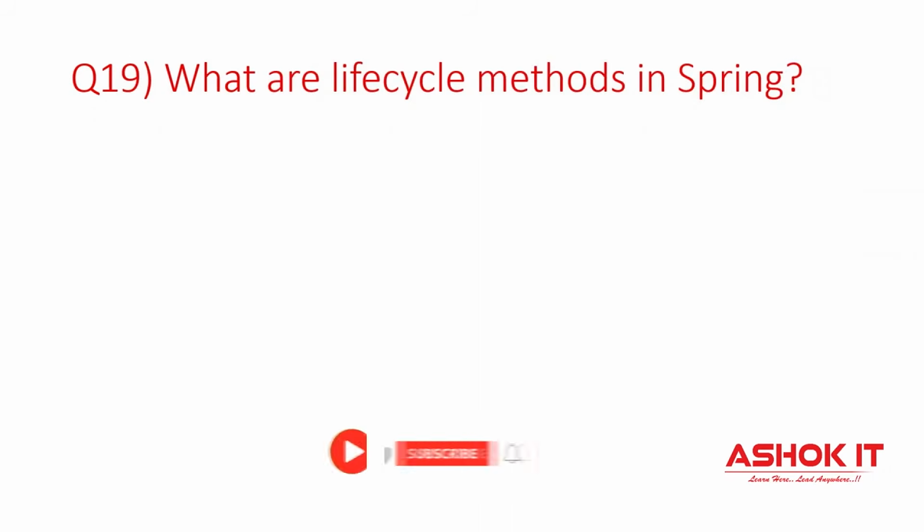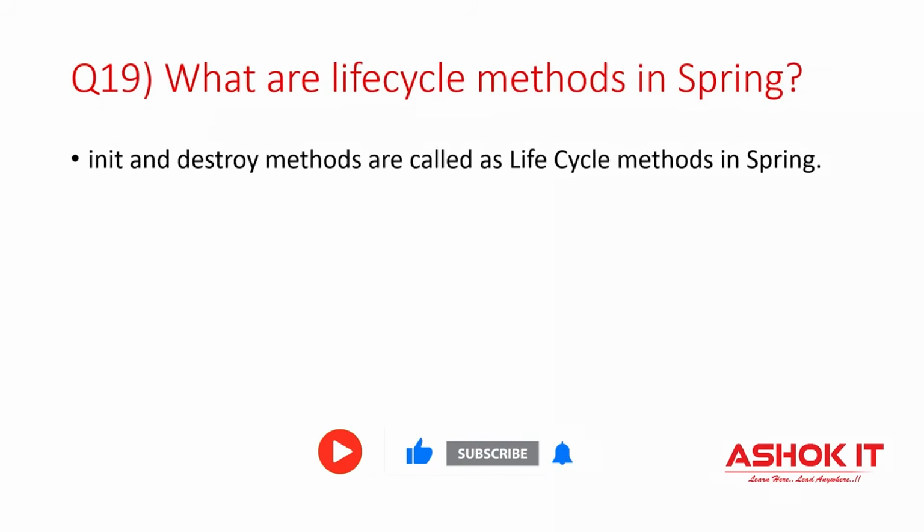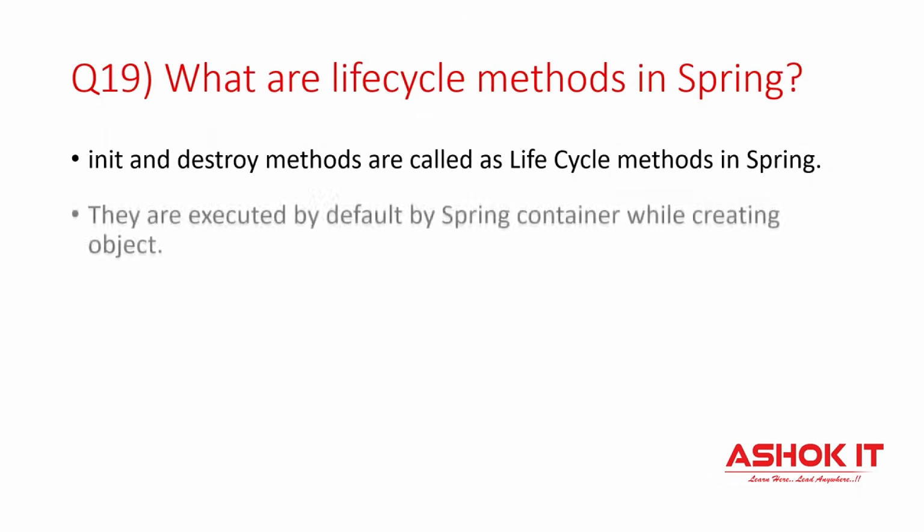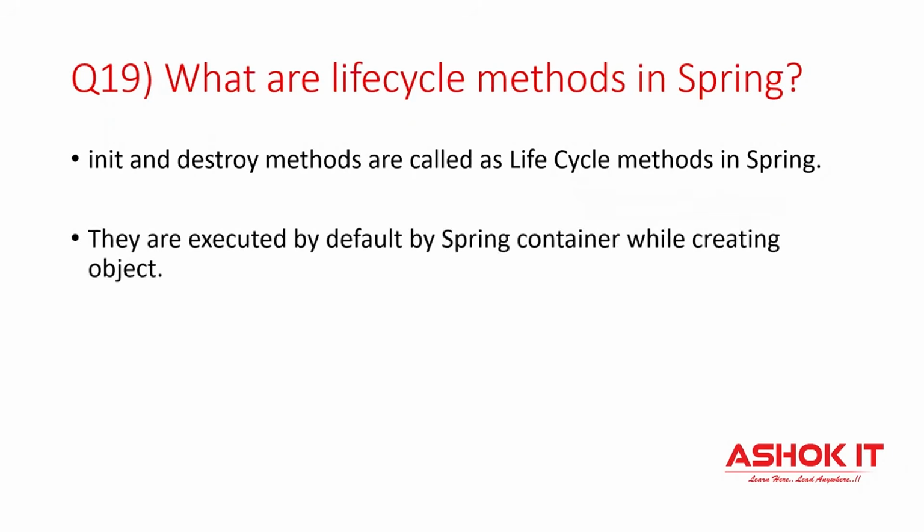Question number 19. What are lifecycle methods in Spring? There are two lifecycle methods, init method and destroy method. They are called lifecycle methods in Spring. These methods are executed by the Spring container. The order is: creating the object, providing the data by using setter injection, calling the init method, and you can use the object in the middle. The destroy method will be called, and finally the object will be destroyed. A lot of people think the destroy method will destroy the object. No. The destroy method is for something you want to do before destroying the object, something called a cleanup process.